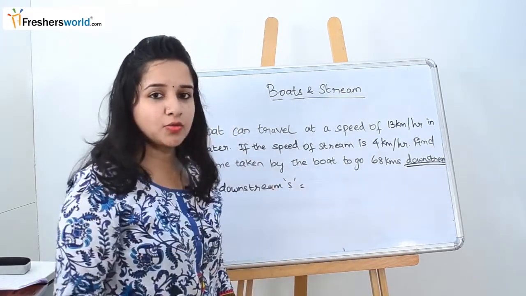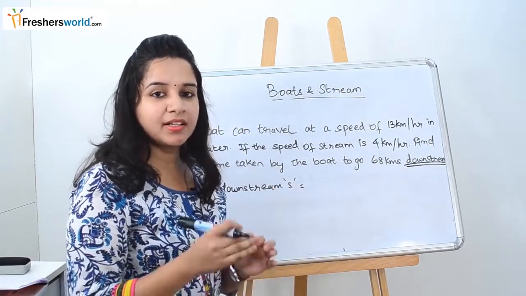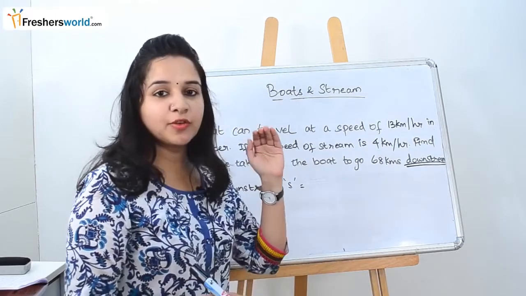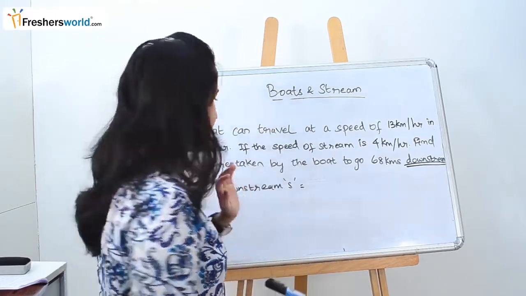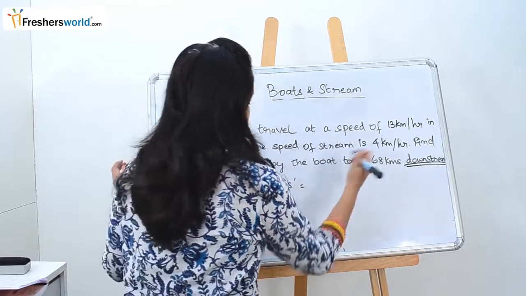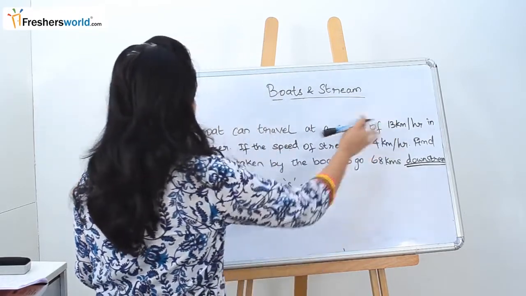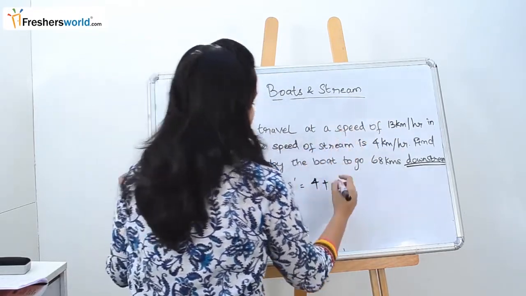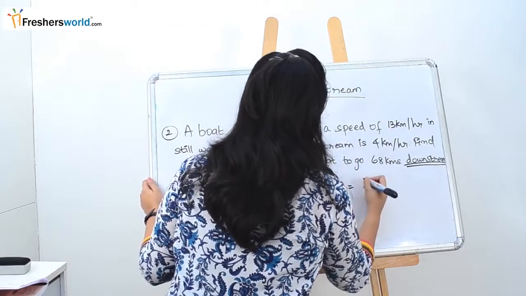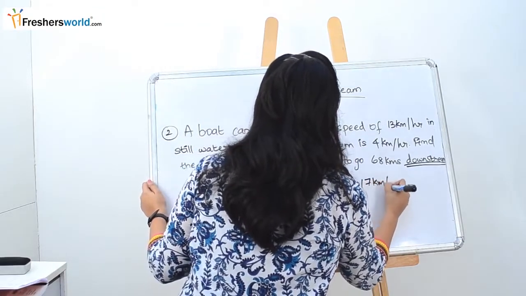How do we find the downstream speed? It is nothing but the addition of the speed of your boat and the speed of the stream. The speed of the stream is 4 and the speed of your boat in still water is 13. So it is 13 plus 4, which is 17 kilometers per hour.